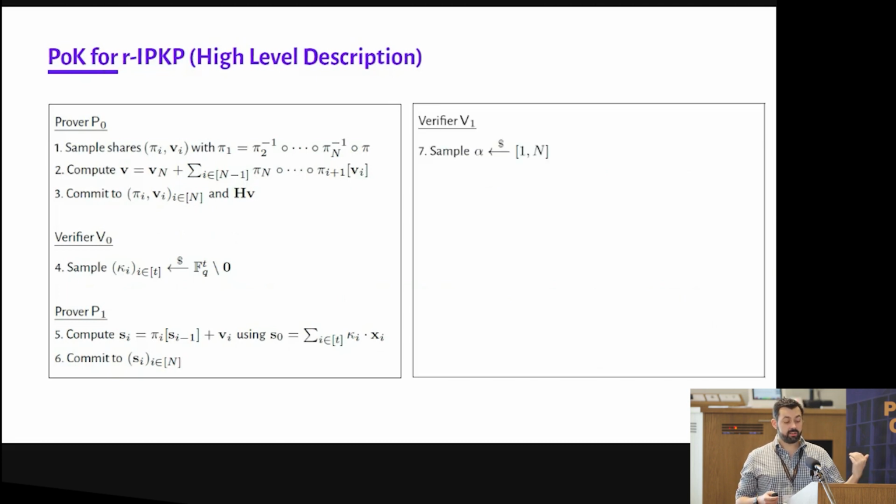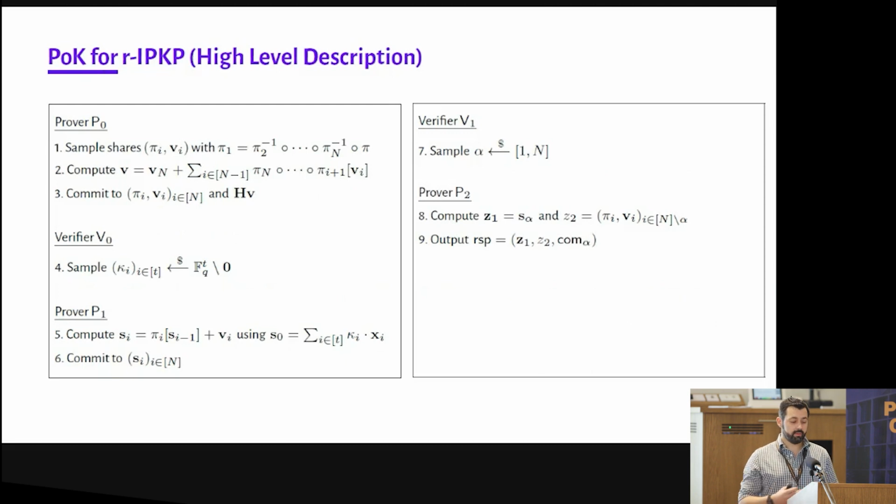After this, you get challenged on a given party. So you will reveal the views of all the parties except the one you have been challenged on. You will, in addition, get some value, in our case S alpha, in order to be able to recompute the protocol and check the result.